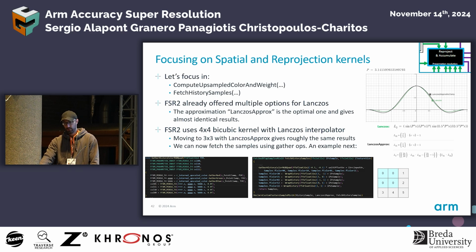Once again, we focused on the texture operations, and particularly those in the spatial upsampling and the one that is doing history projection. Both operations use a significant amount of samples, and everything is interpolated using custom interpolators. FSR2 uses 4x4 bicubic kernels with Lanczos, but it also offers some alternatives. We experimented with a Lanczos approximation and a smaller 3x3 kernel.